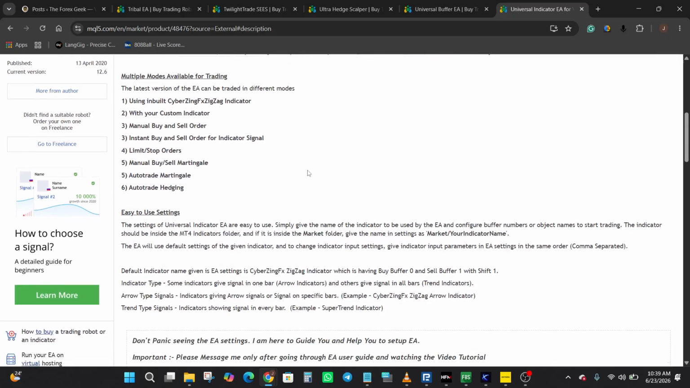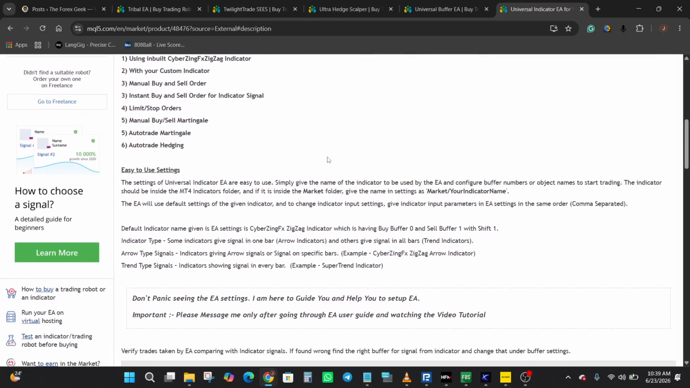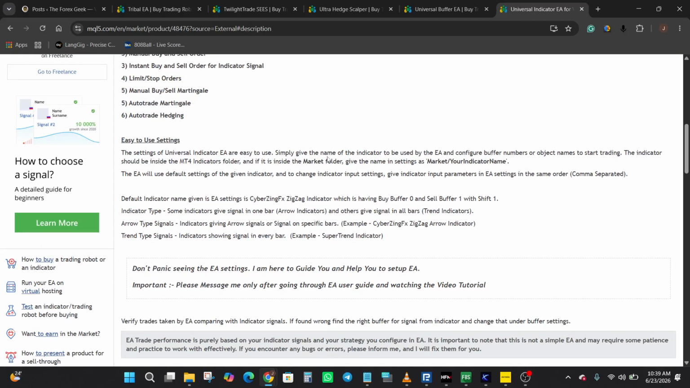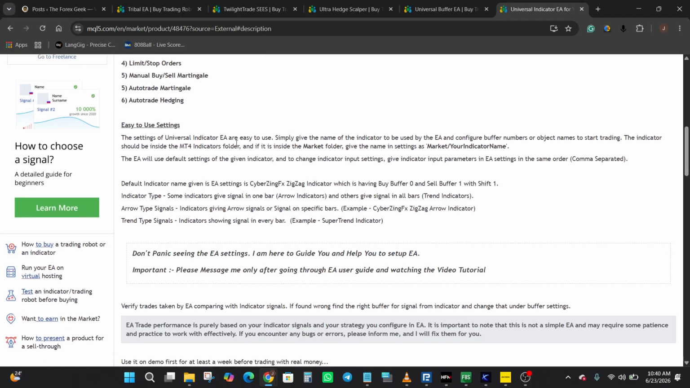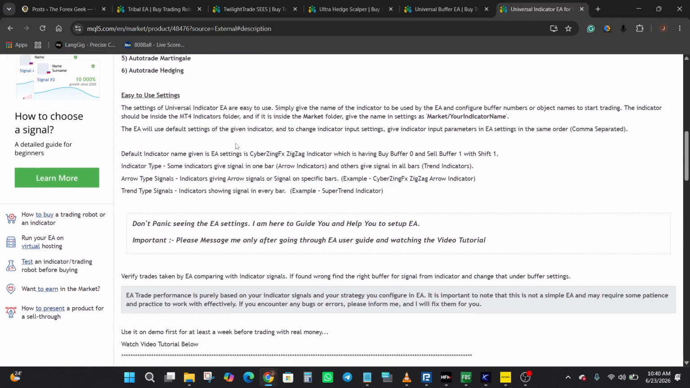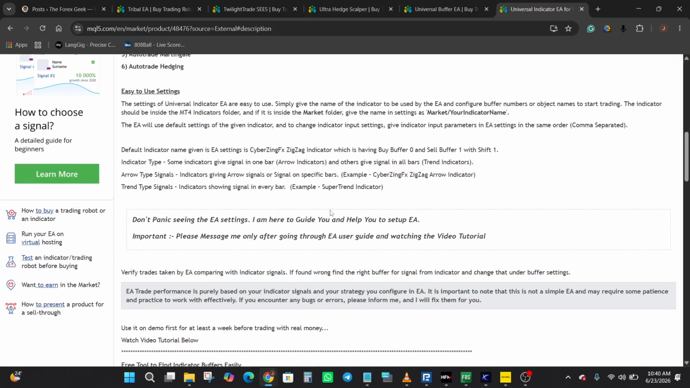The setup process is designed around selecting an indicator and defining how the EA should interpret its signals. Users can specify the indicator name, configure buffer numbers or object names, and provide indicator input parameters directly through the EA settings. Now, the developer also explains that the EA supports different signal styles. For example, some indicators generate signals only on specific bars, while others provide continuous trend information across multiple candles. The EA includes settings to accommodate both types of indicator behavior.